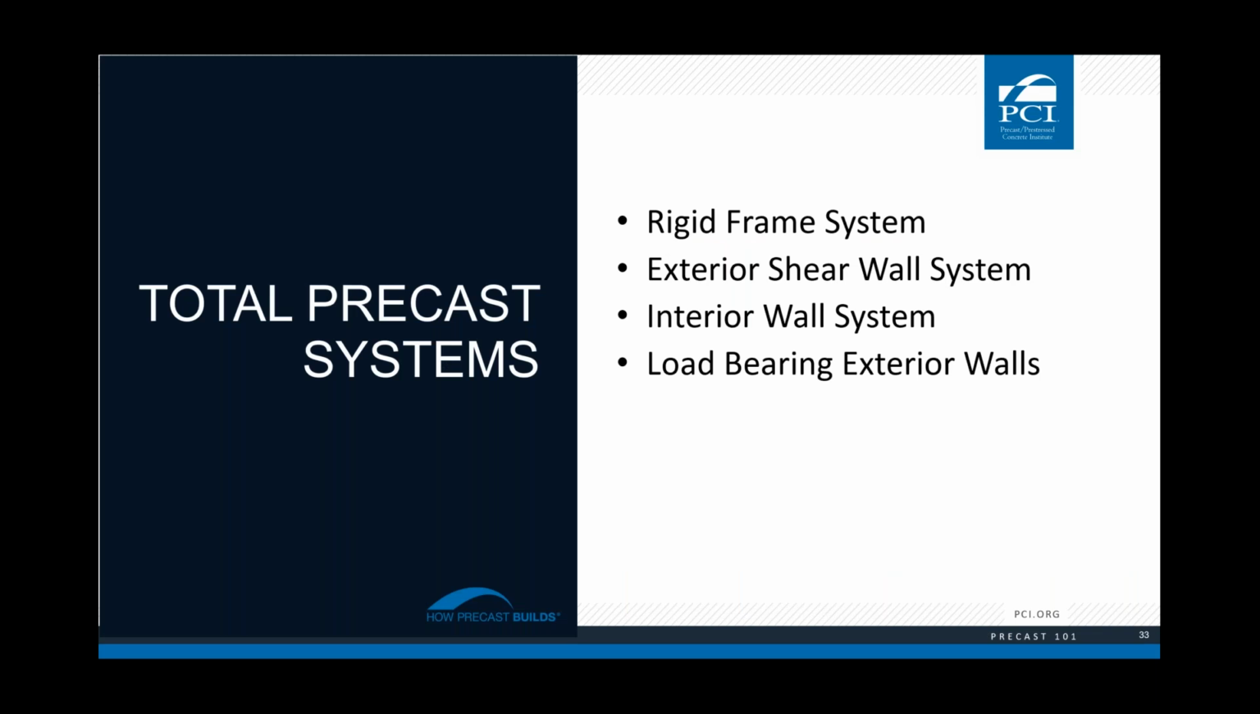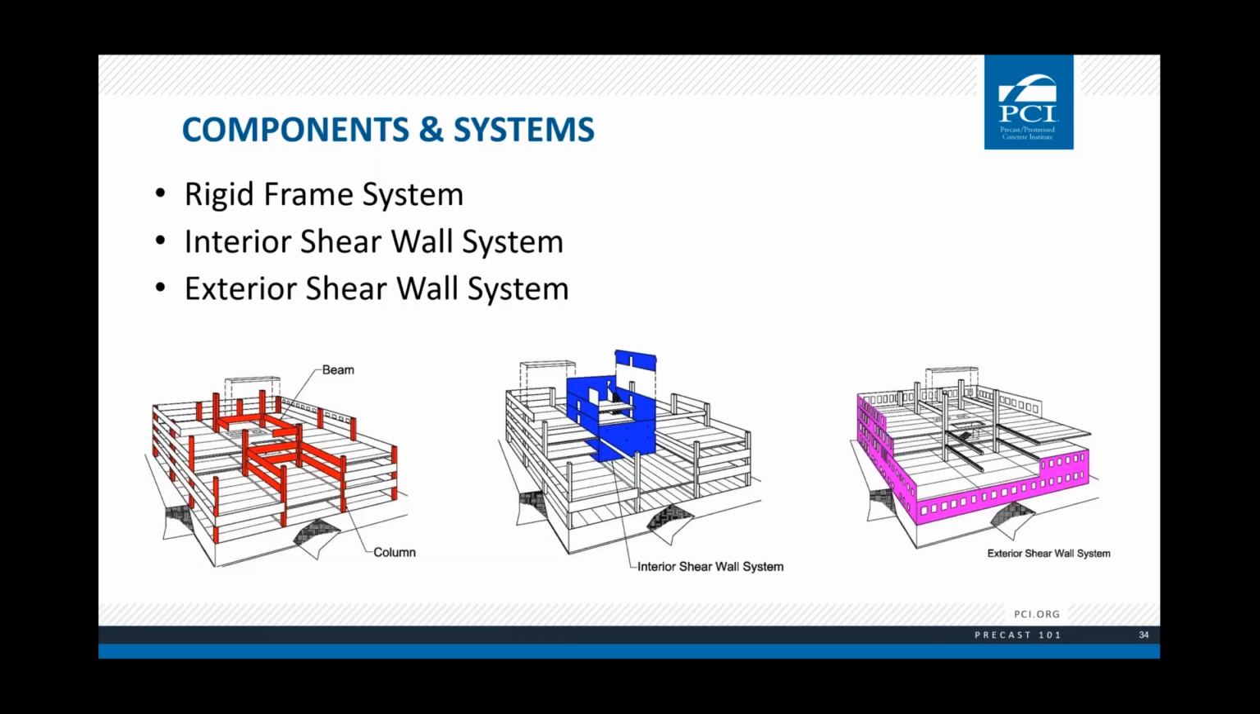So now we've taken the next step, right? We've looked at production, we've looked at some of the different components, and now let's put them all together into total precast systems. There are 3 basic precast structures available: rigid frame, interior shear wall, and exterior shear wall.